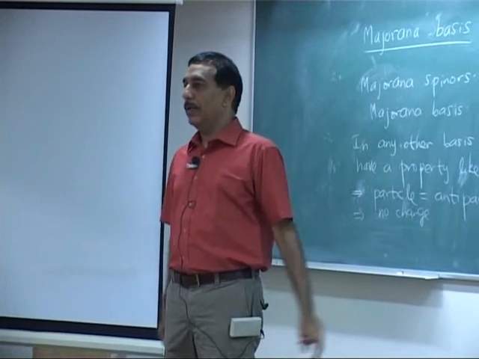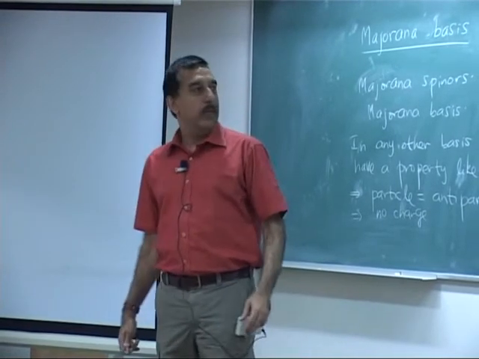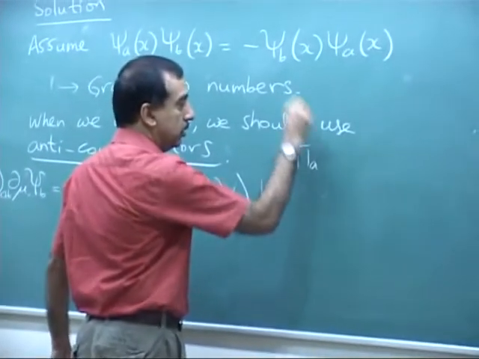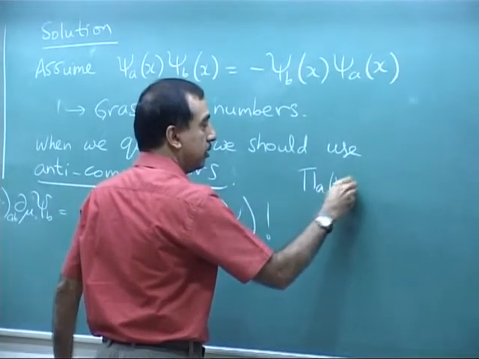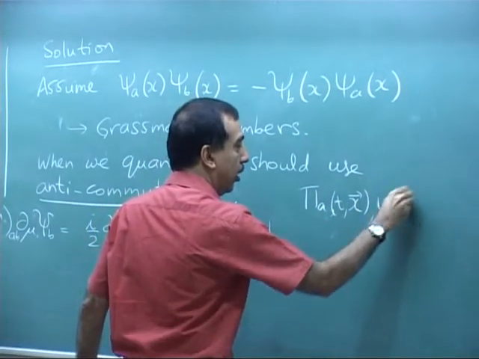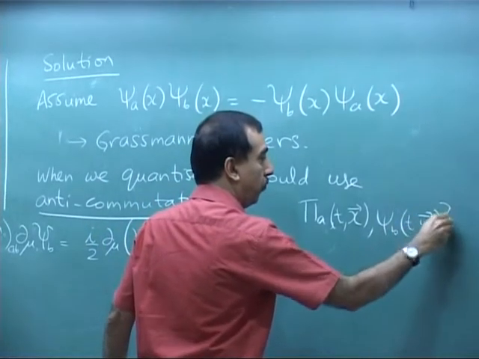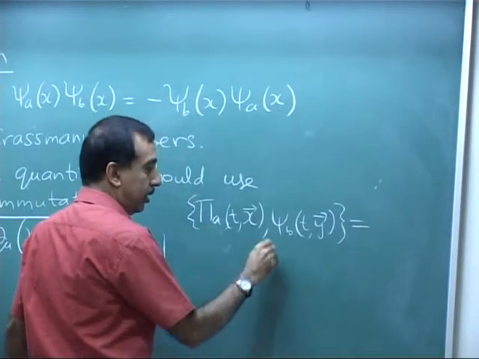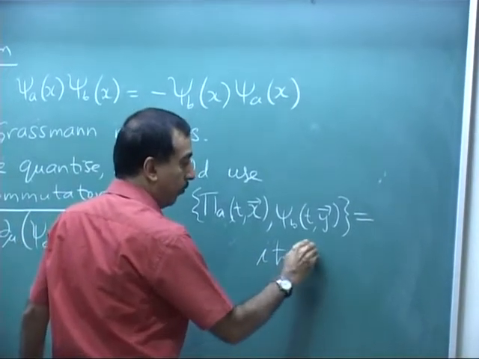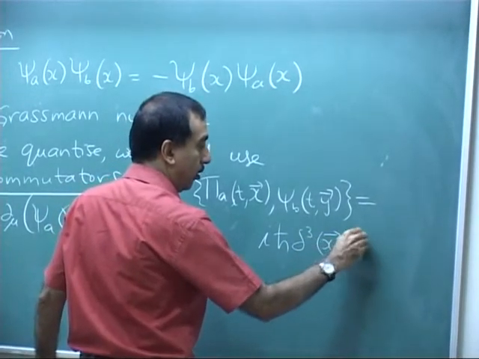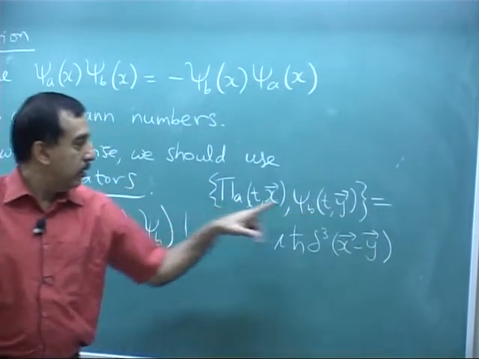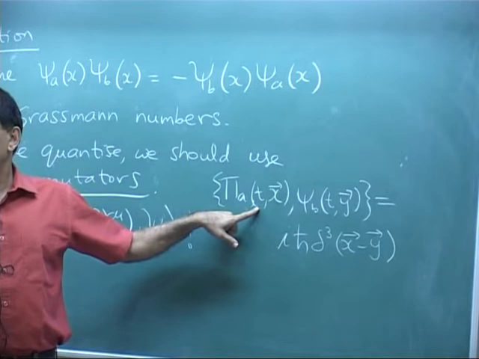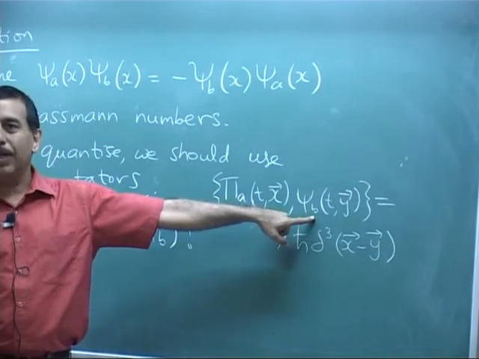Therefore, the quantum bracket should be an anti-commutator, which means I should quantize: {pi_a(t, x), psi_b(t, y)} equals i. H bar is understood, though we don't normally put it, because we have set it to 1. And this curly bracket means that it is this times this plus this times this. Pi will in fact turn out to be psi. We have already seen that.